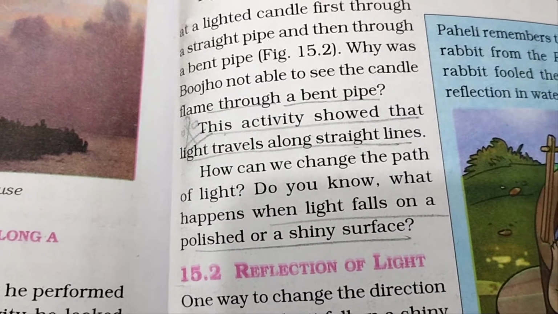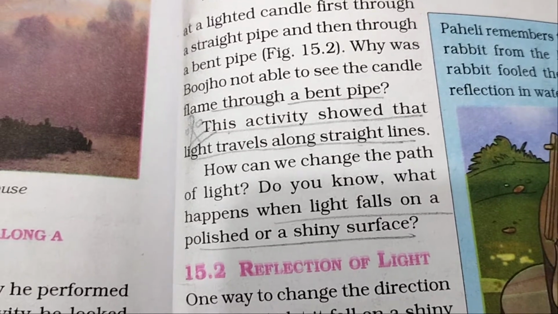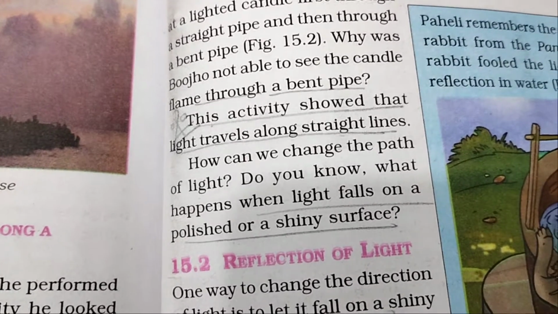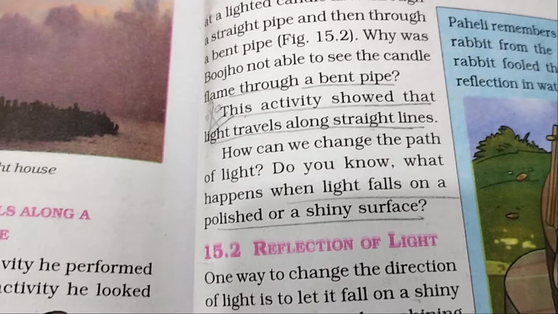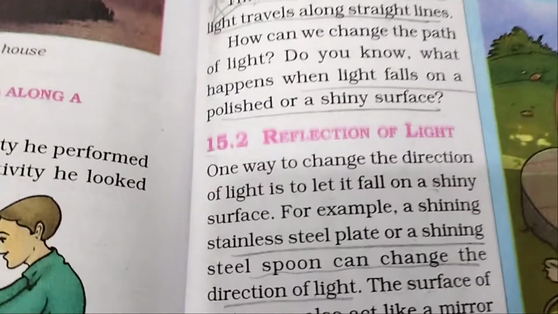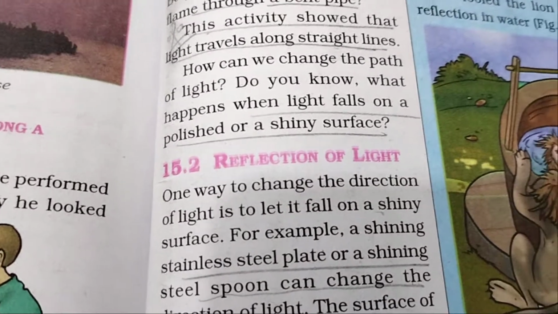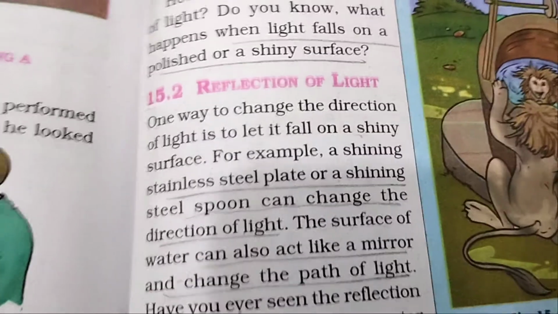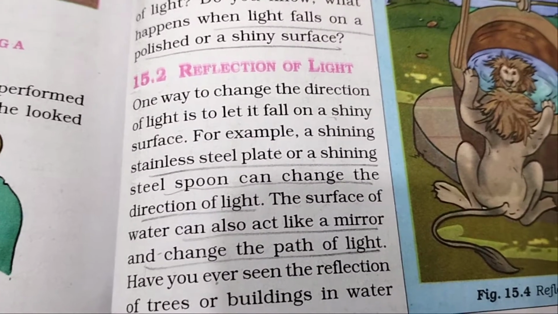How can we change the path of the light? Do you know what happens when light falls on a polished or shiny surface? It gets reflected and also we can change the path. So the answer to this question is yes, we can change the path of the light. Coming to the next topic, that is reflection of light.